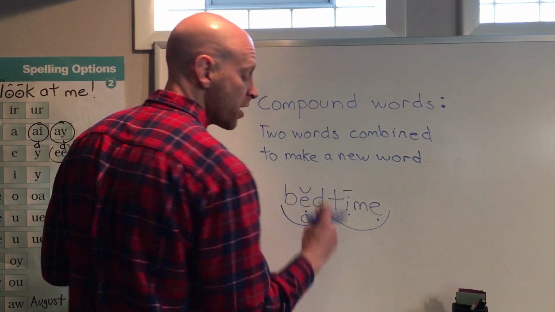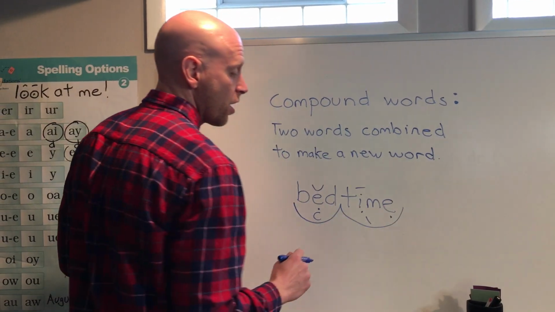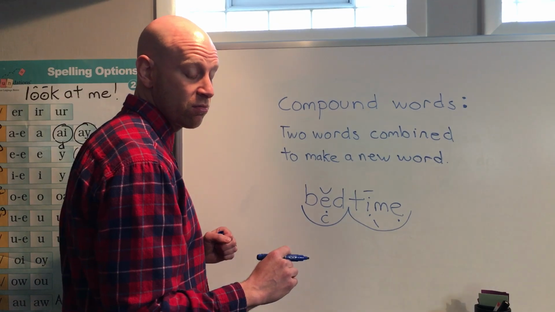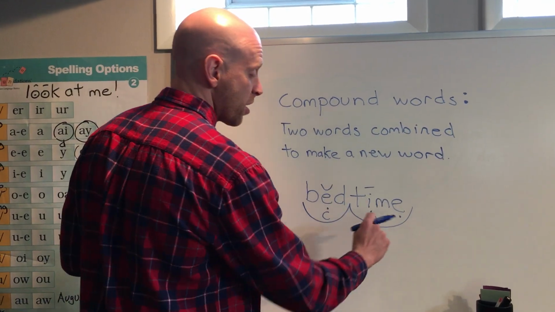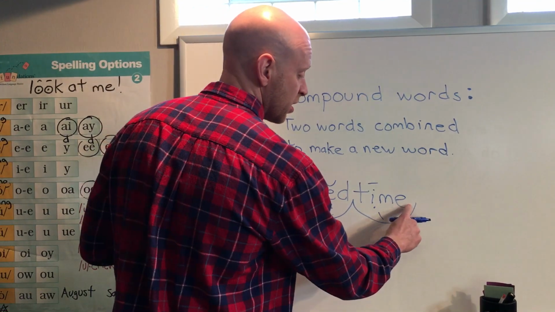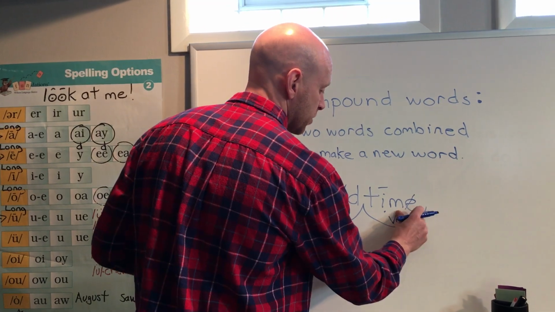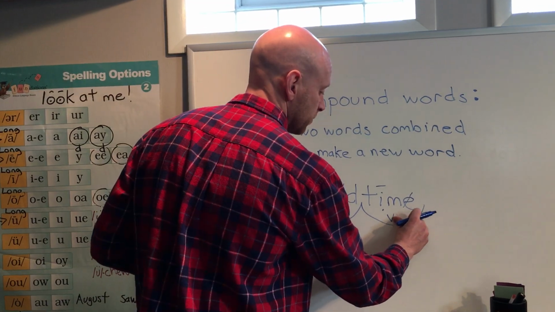Time. It's a long I, so we give it a macron. We put a V. Wait a minute. Do you hear that E at the end? I don't. I hear the long I, but I don't hear that E. There's a vowel, there's a consonant, and it's silent E. So we mark it off, and we put it as a V-E.